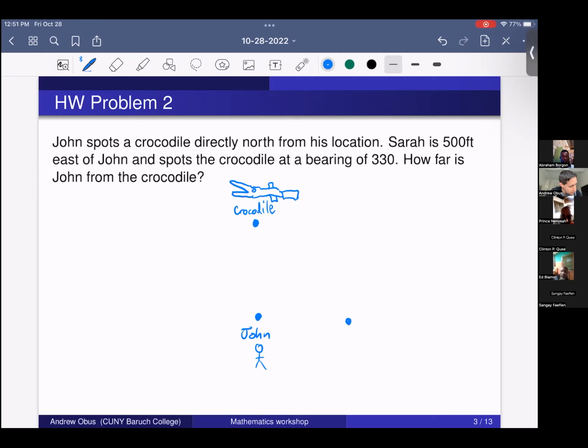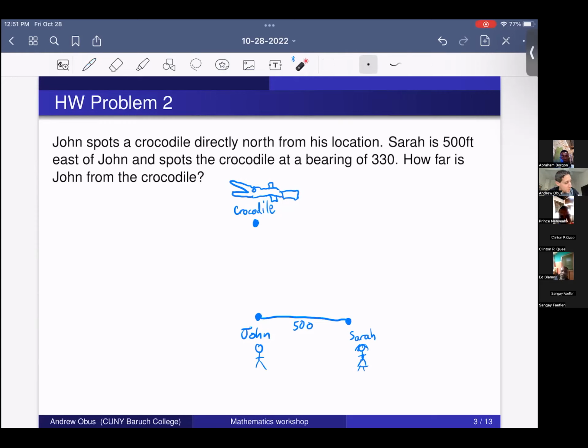Okay, so there we have John, and there we have the crocodile, and then Sarah is 500 feet east of John. So here's Sarah. Okay, so there's Sarah, and she's 500 feet east of John. So we have 500 over here. And then the question is, how far is John from the crocodile? Well, what do we know?